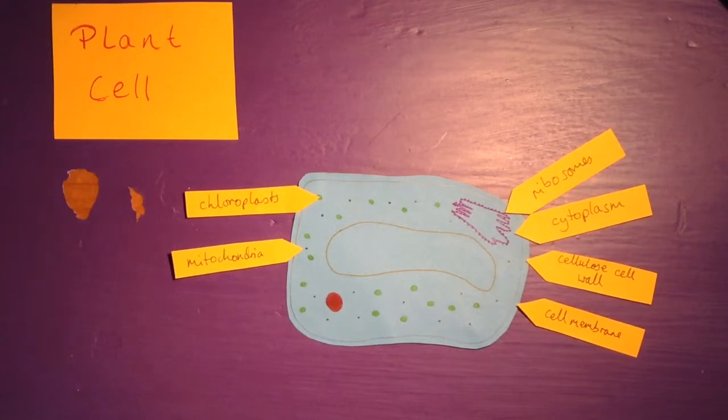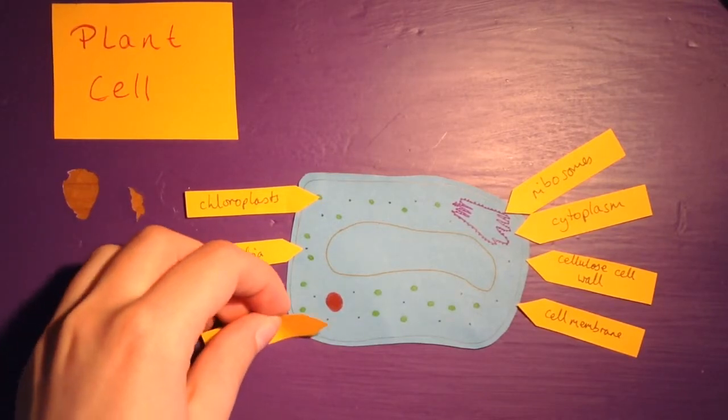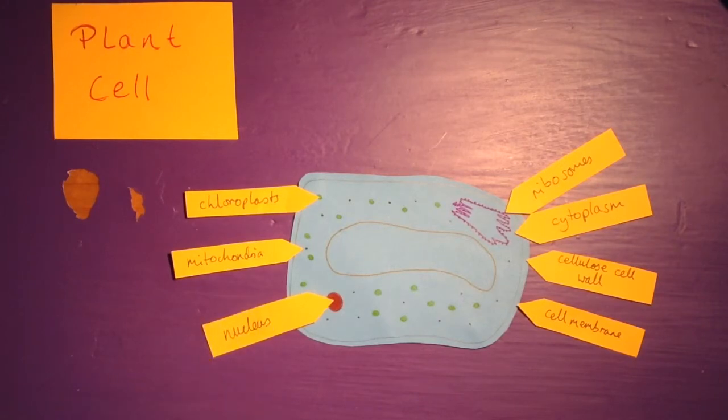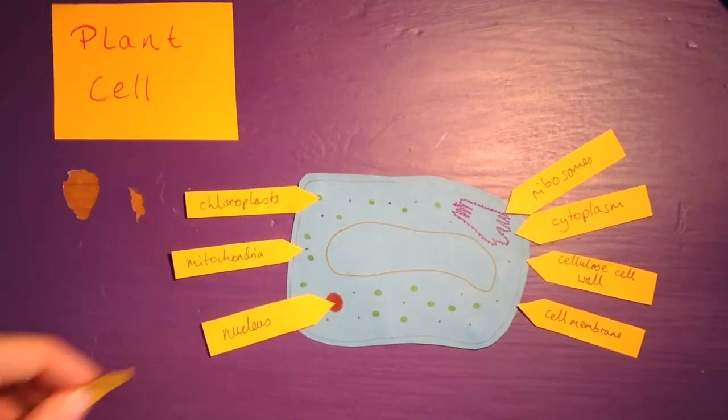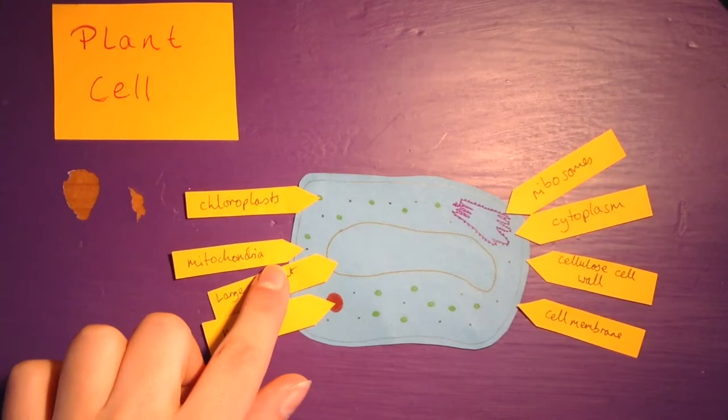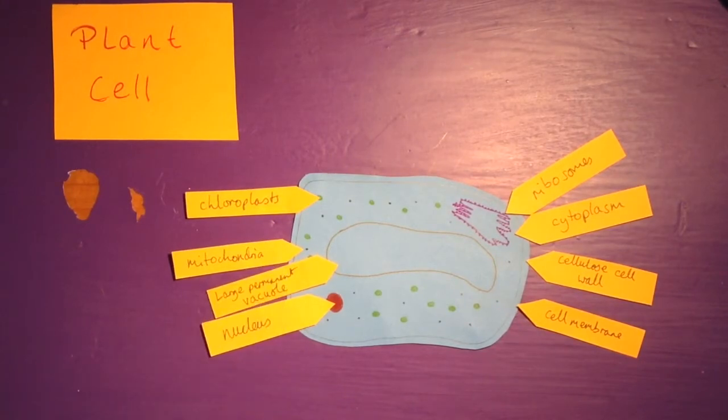So also in the cell you have the nucleus, and the nucleus just controls what goes on inside the cell. Finally, there is a large permanent vacuole in the centre of the cell. It's so called because it's quite big and because it's always there.